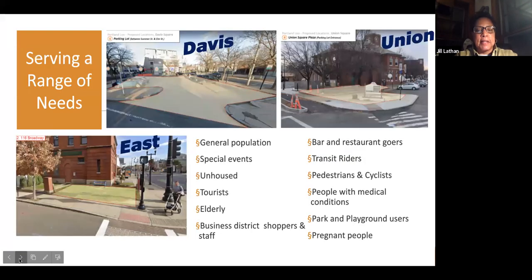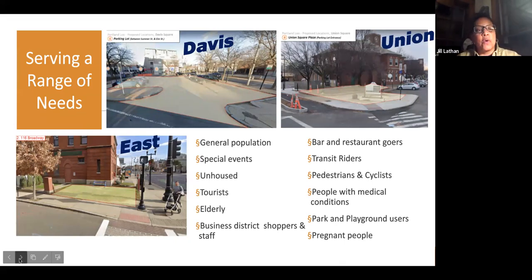Next slide. So again, this is for everyone. General population, special needs, unhoused, tourists, elderly, people with medical conditions, cyclists, like I said, business people, tourists. It's for everyone. So it's a great opportunity. We're looking forward to having these.